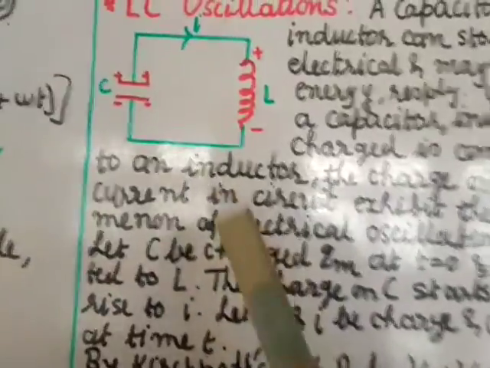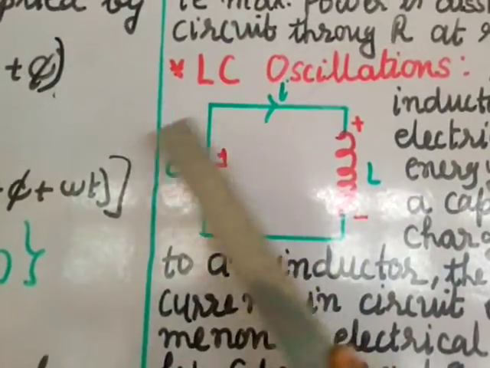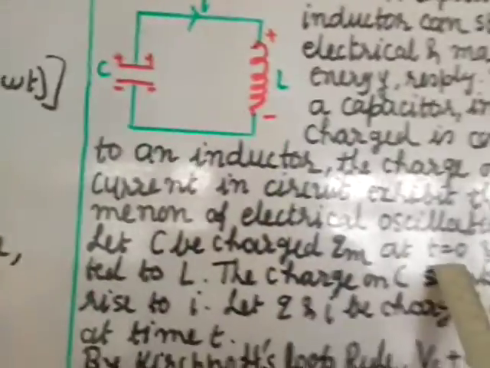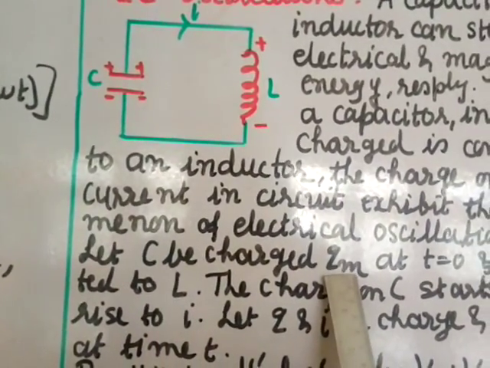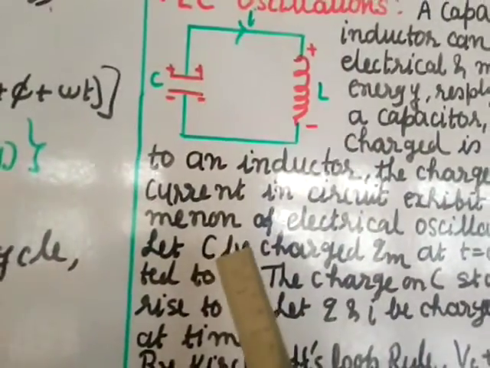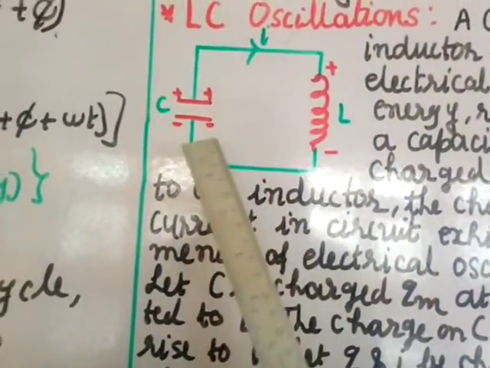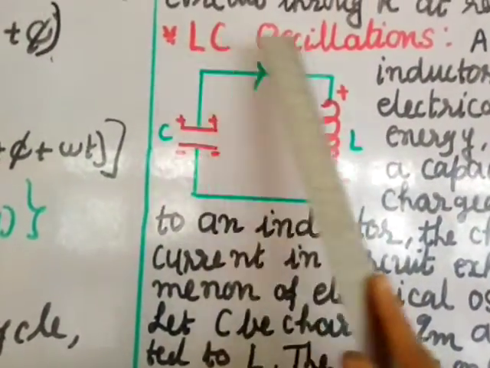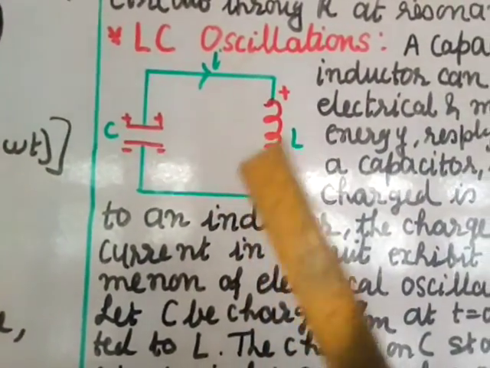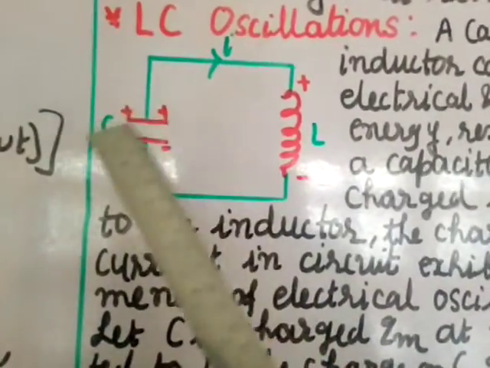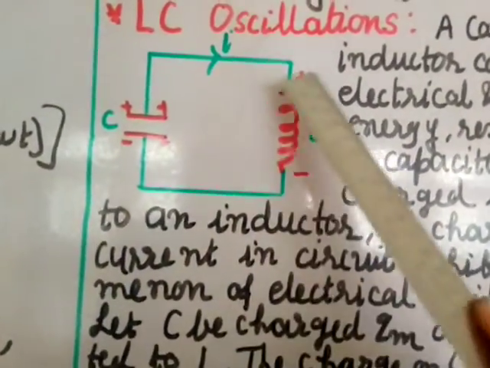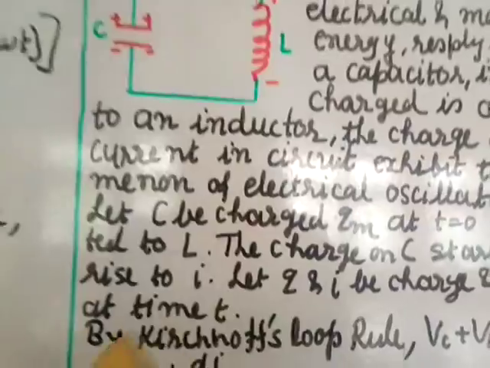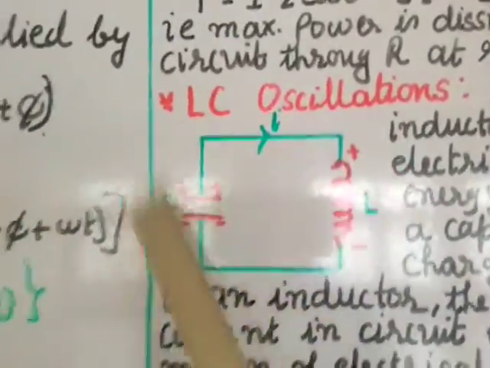So now we consider that initially, at time t equal to 0, the capacitor C has maximum charge Qm. Now when you connect the circuit with L, the charge starts flowing, and therefore there will be a decrease in the charge here, but there will be an increase in the current, which will give a magnetic field here in the inductor. Now we'll apply Kirchhoff's loop rule in this circuit.